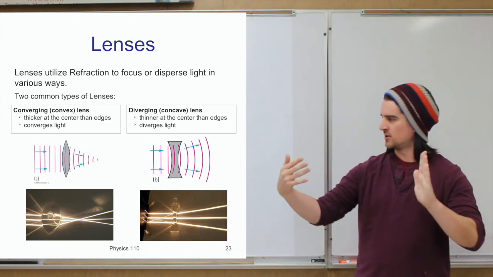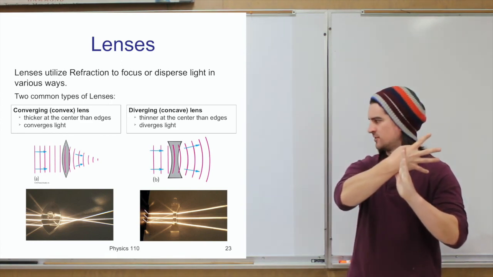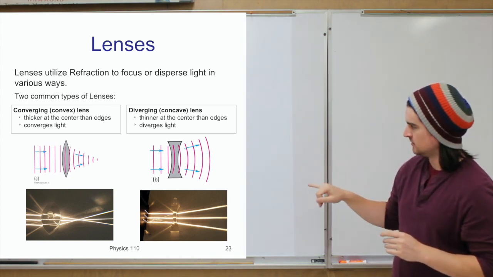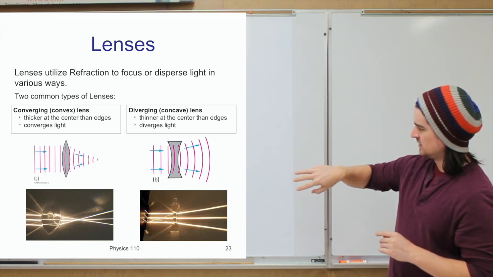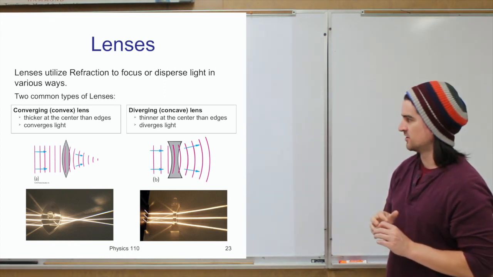Right? Light comes in straight to a diverging lens, it'll spread out and go off in other directions, or spread away from itself in a sense. So in the photograph here, you see these three light beams coming in. They're coming in straight, and they spread out after they go through the diverging lens.